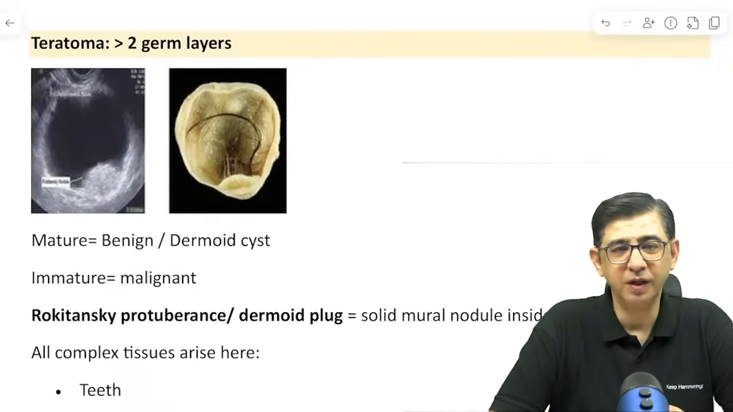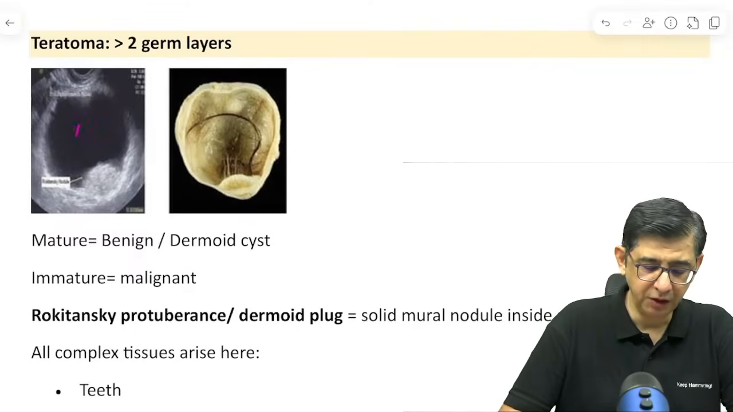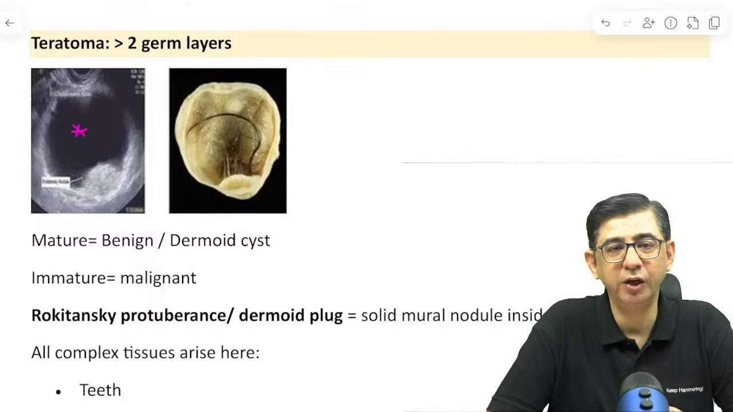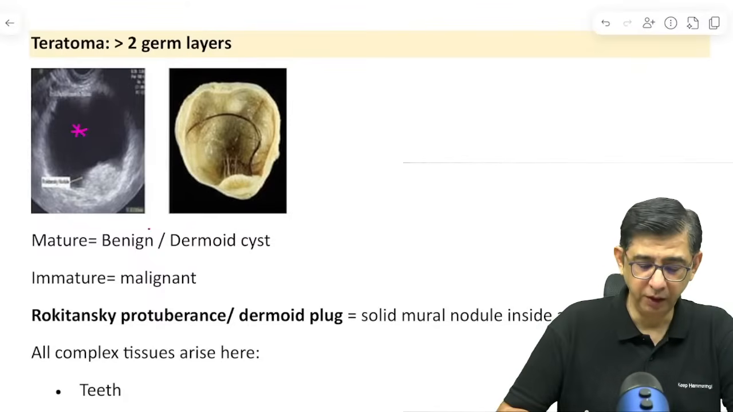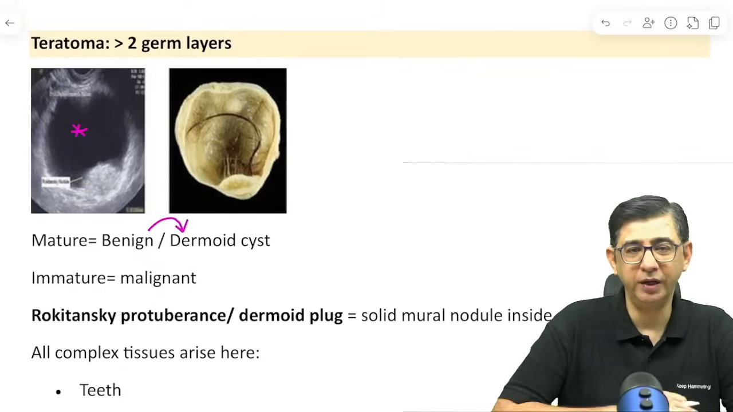I think I can't ask anything easier than this. You can see the hair and the teeth, and it has a cystic presence on an ultrasound as well. That would be teratoma, and teratoma can be benign. Obviously, then we'll call it a dermoid cyst, and if malignant, we call it a malignant teratoma.